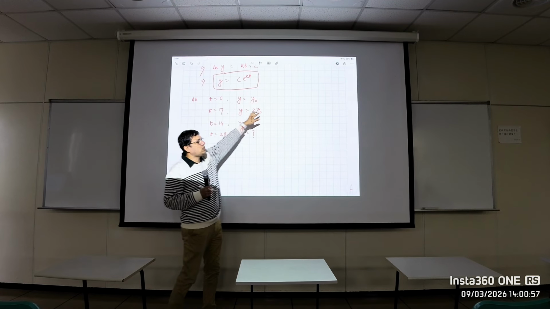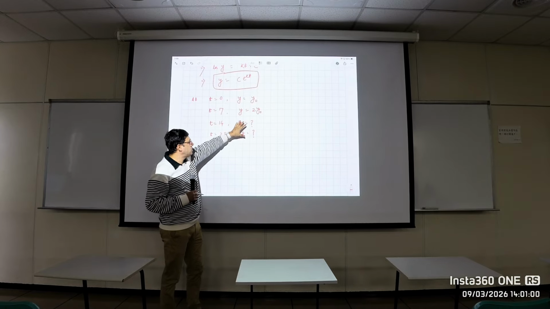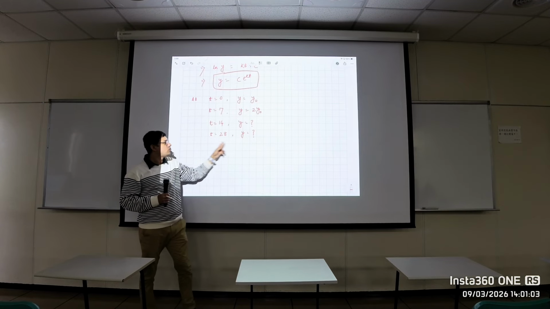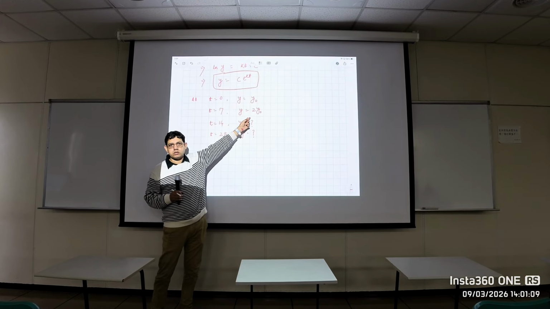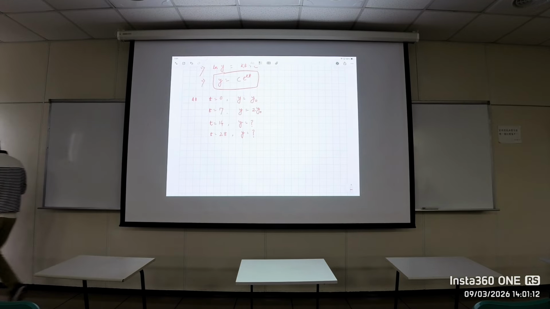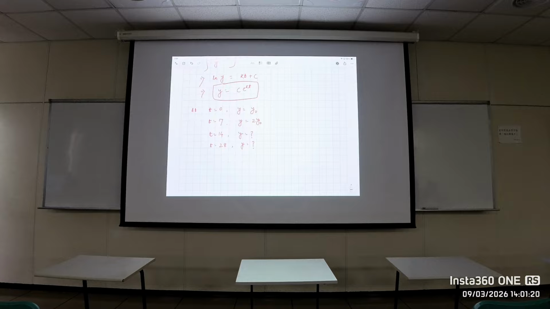So this is the initial condition given, and this is the question, this is the answer I am looking for. This is the initial condition. So what I need to do is put those initial conditions here. Let's say this one is my equation 1 and this is equation 2. Okay? And this is my general solution.